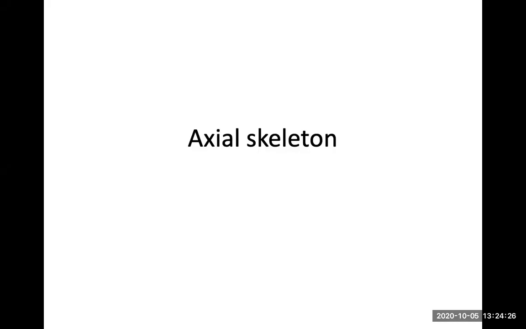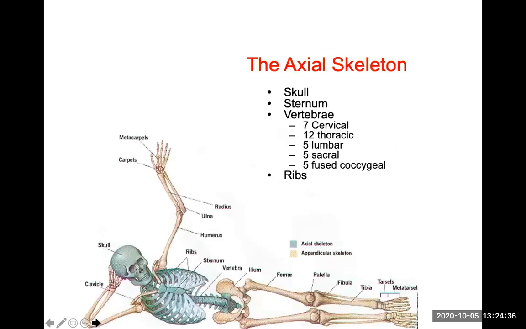Everybody. For today's lecture, we are going to be focusing on the axial skeleton. We will be looking at the bones that are associated with your skull, your rib cage, your sternum, the vertebral column, and we're also going to look at the structures that are associated with each of these bones. So let's go ahead and get started.